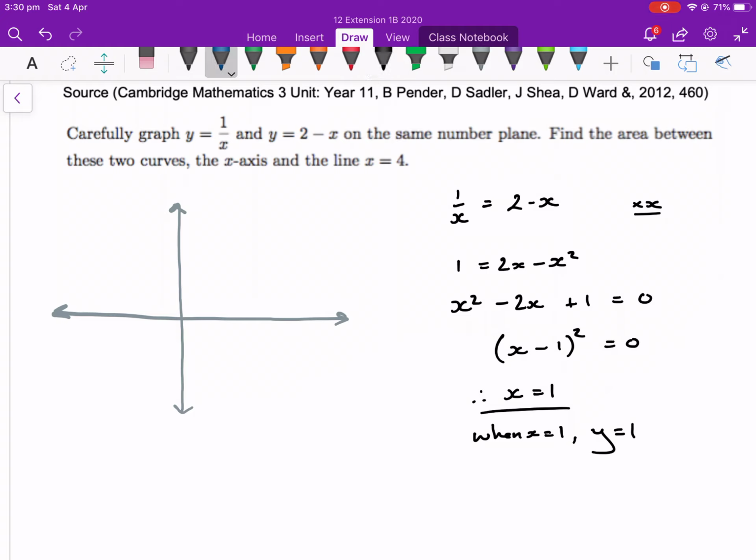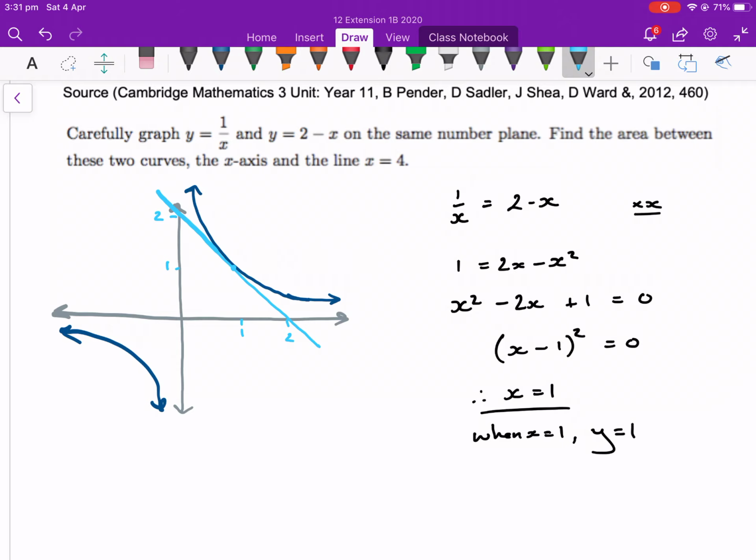So if we go through and sketch these, we'll start off with the graph of 1 on x. Notice I'm only drawing it in the positive quadrant. You can draw it down in the negative quadrant as well, but it's not going to be relevant to us. Now we know that they intersect at the point (1, 1), so we can mark this on here. We can see that y equals 2 minus x has a negative gradient, so it's going to look something like that. And we can find the points of intersection with the axes. That would be 2, and that would be 2 as well.